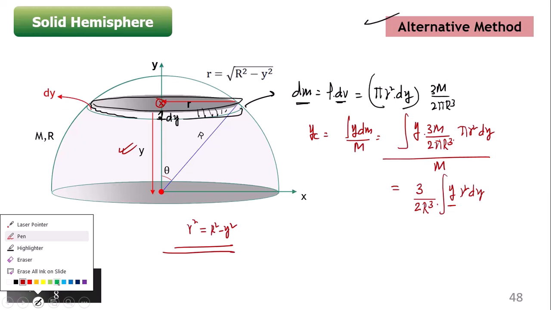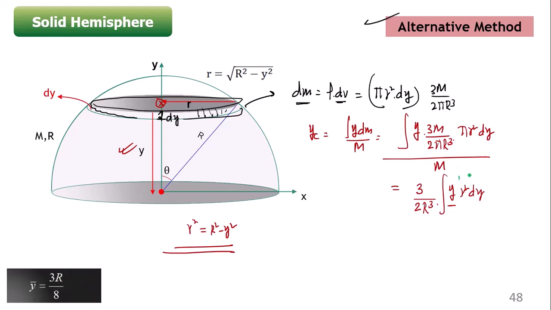So we have 3 by 2 R cube, integral of y into small r square, and small r square is R square minus y square, dy. Okay, so now it is a single variable of y. Now what is the limit of y? The limit of y is from 0 to capital R. So the first integration is 3 by 2 R cube.